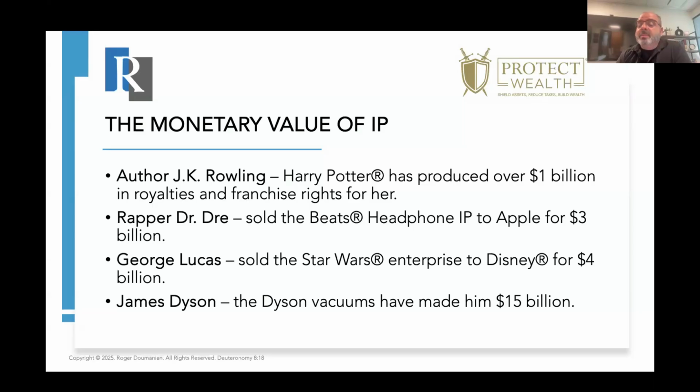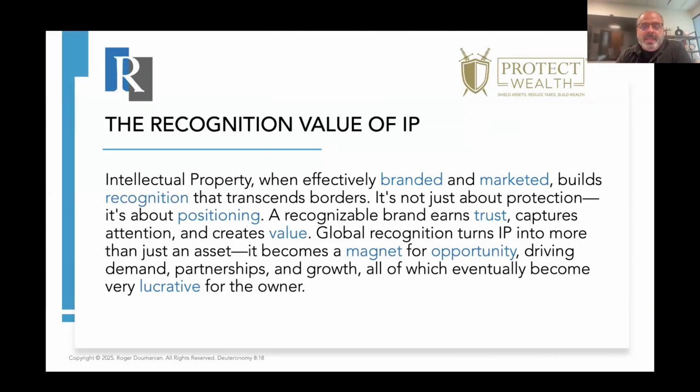George Lucas, after all the money he made, he ended up selling the Star Wars enterprise to Disney for $4 billion. And then this is my favorite, the vacuum guy, right? James Dyson, with his vacuums, he has made over $15 billion. That's his net worth today. So IP speaks volumes, and again, a lot of money to be made off the right IP.